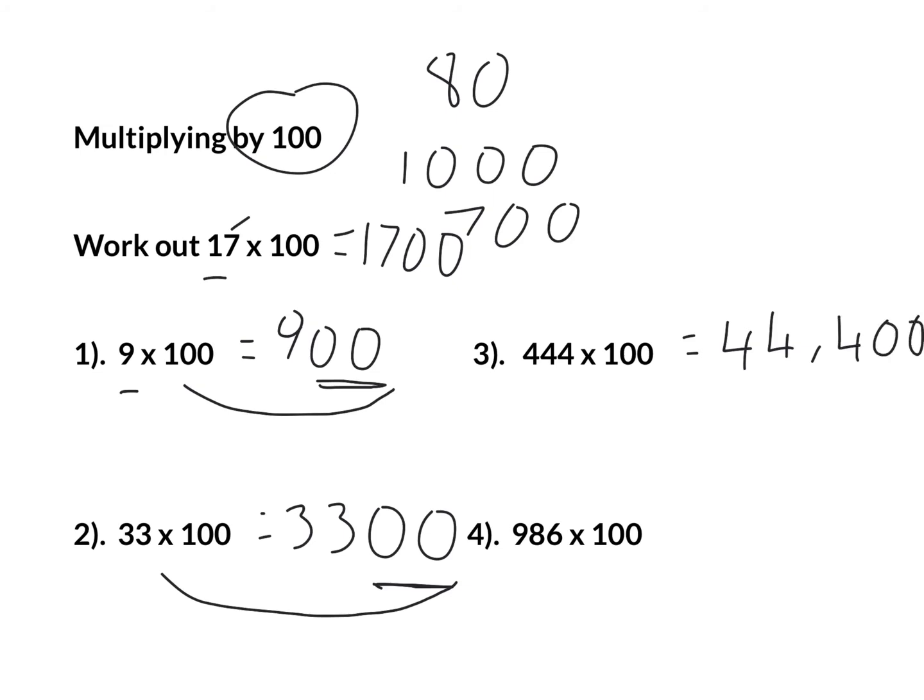44,400. Okay, and the next one is going to be 98,600. Oops, I put that in the wrong place. So it is actually 98,600. Okay, so next slide you're going to go and complete some of these questions on your own.